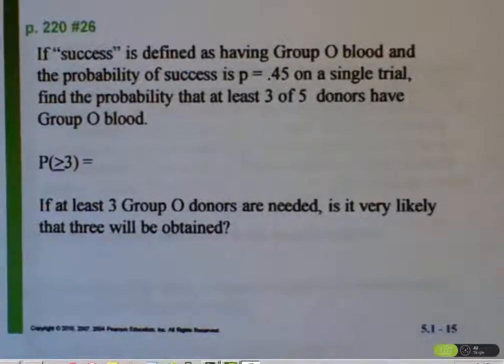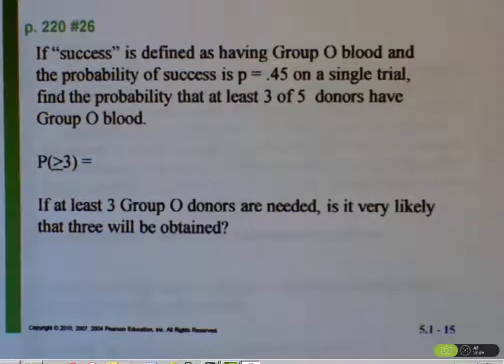All right, let's do a few more examples. If success is defined as having Group O blood, and the probability of success is 0.45 on a single trial, find the probability that at least 3 of 5 donors have Group O blood.